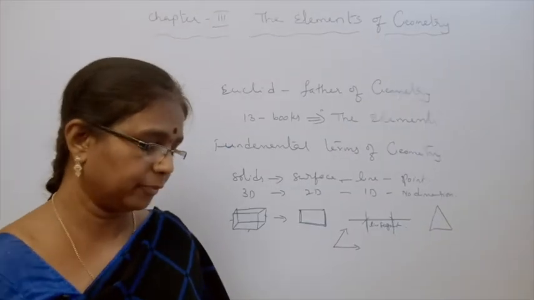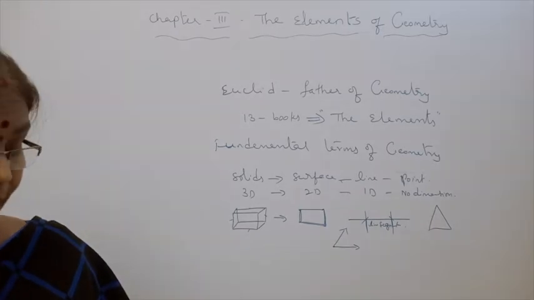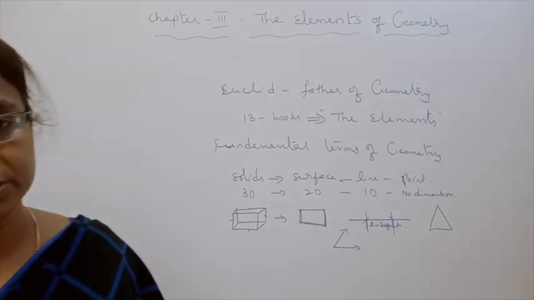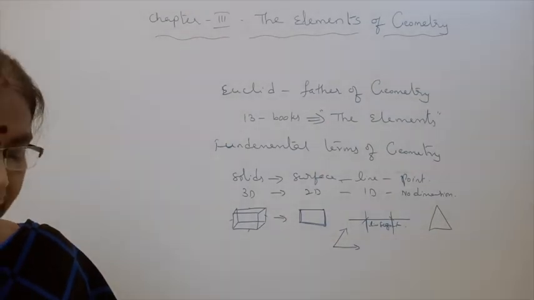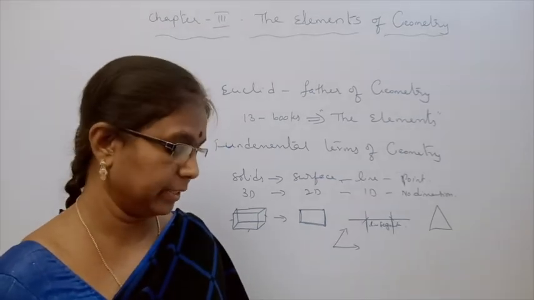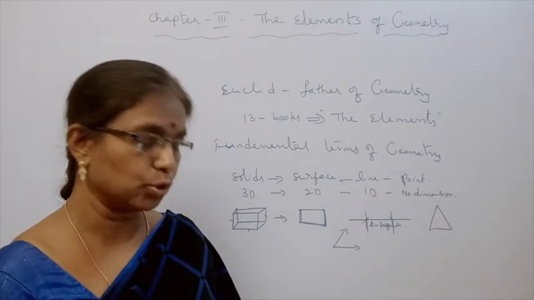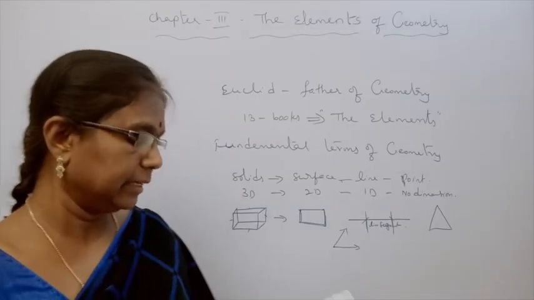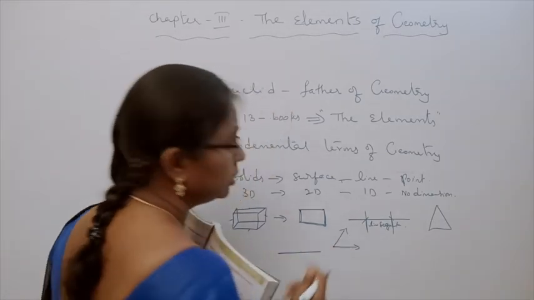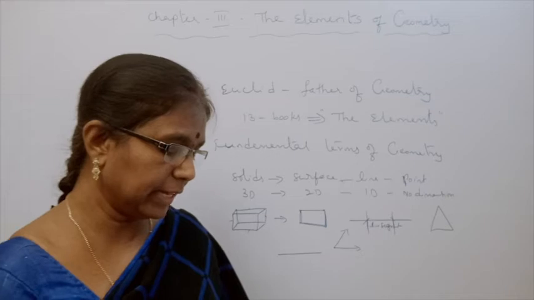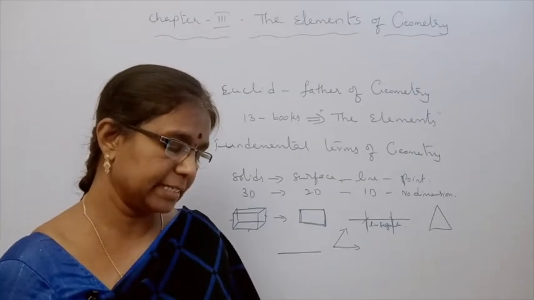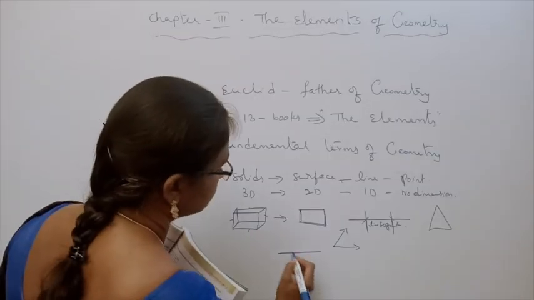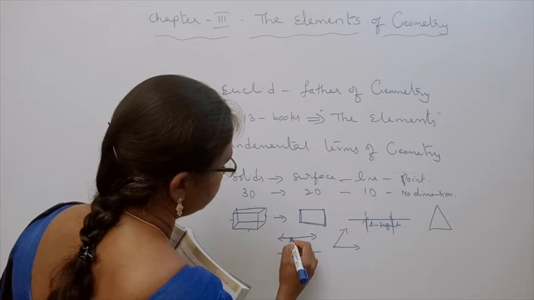Now, Euclid's book 1 listed 23 definitions. From that, he gave only some points. A point is that which has no part. A line is breadthless length. Suppose one line, it has no width. The ends of a line are points. A straight line is a line which lies evenly with the points on itself. Suppose one straight line has so many points on itself.